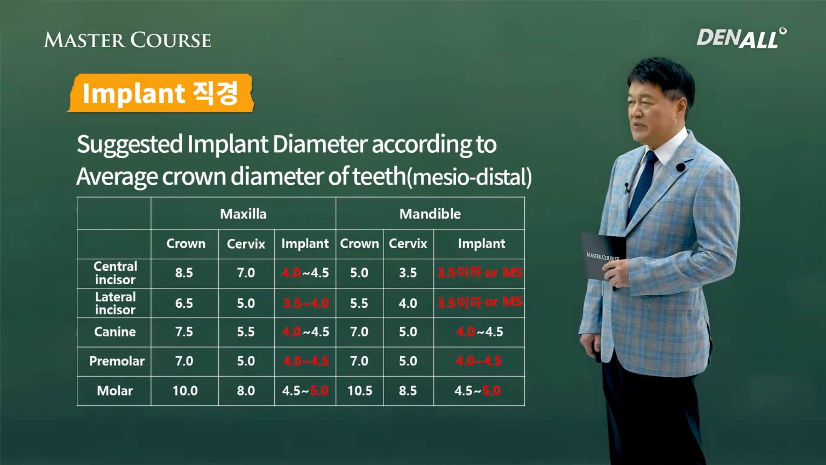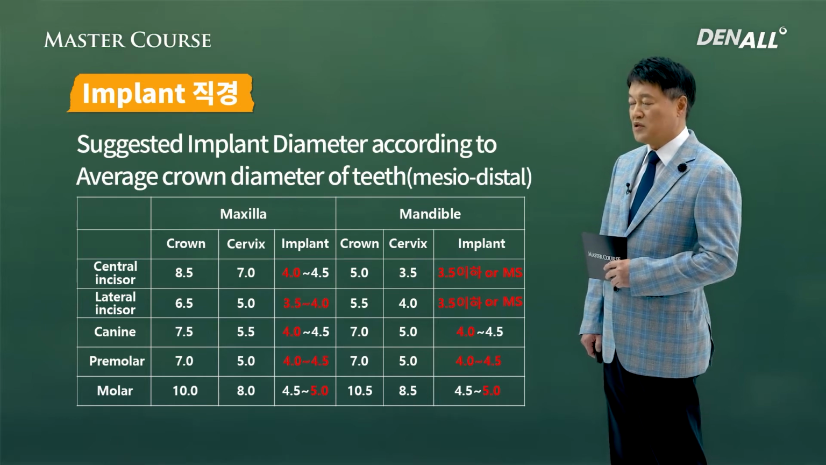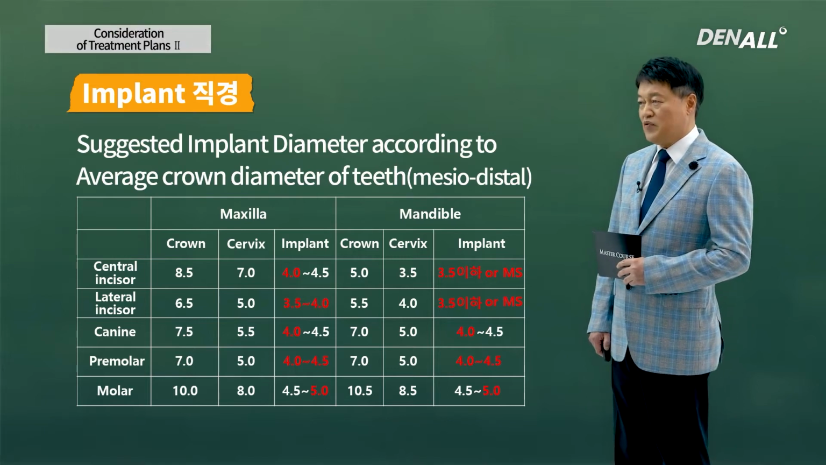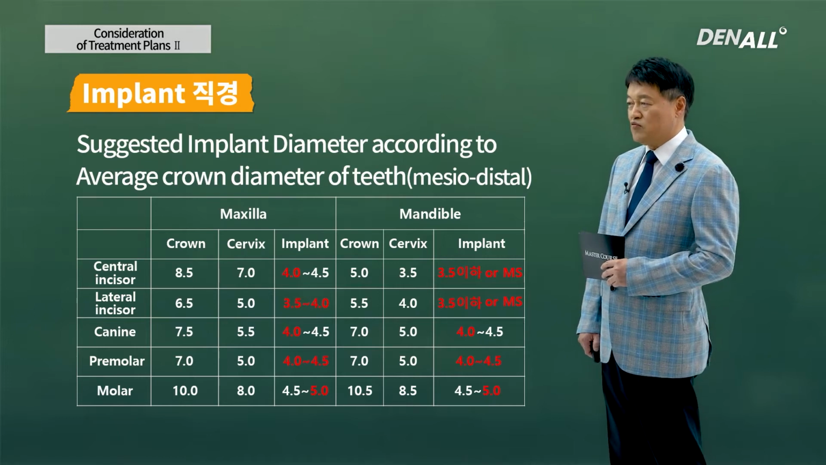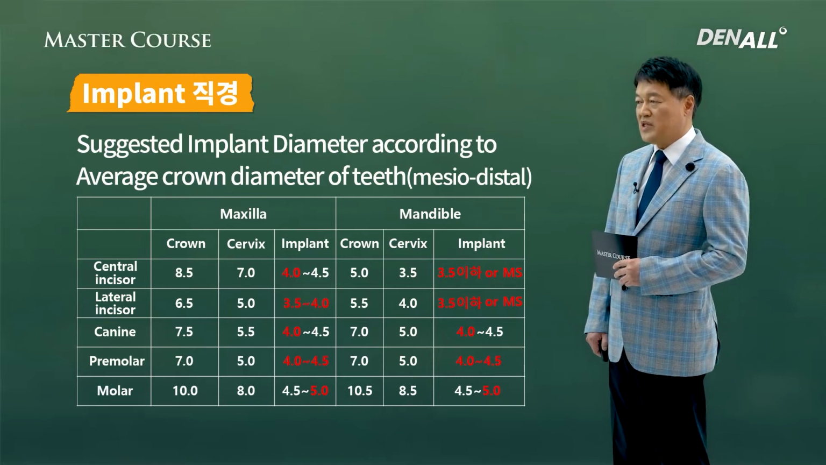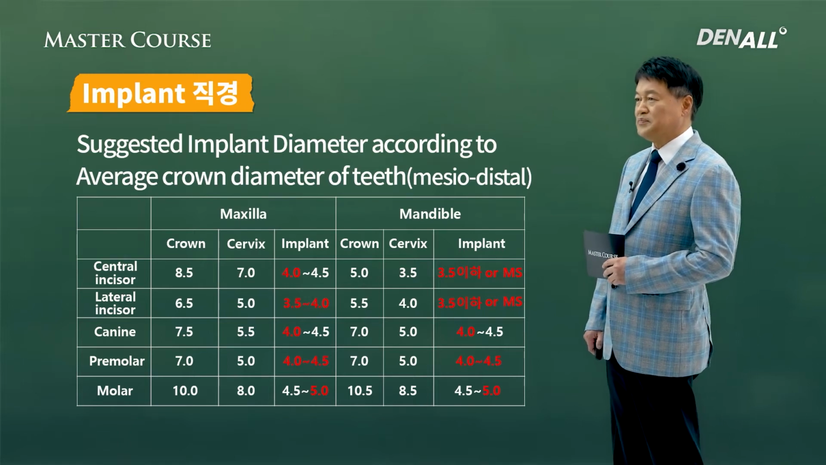In upper posterior and lower posterior, the molar region, there's most loading there. If possible, 4.5 to 5.0. I think 5.0 diameter implant should be placed. For rest of the area, I think 4.0 millimeter implant should be ideal. If bone thickness is sufficient, even for premolar and canine, 4.5 millimeter implant can be placed.